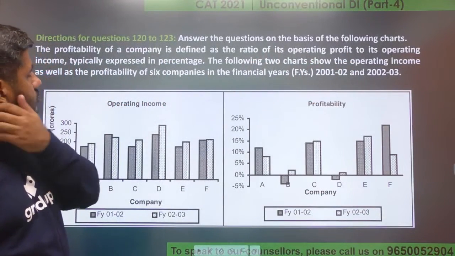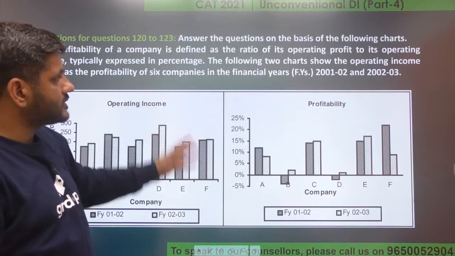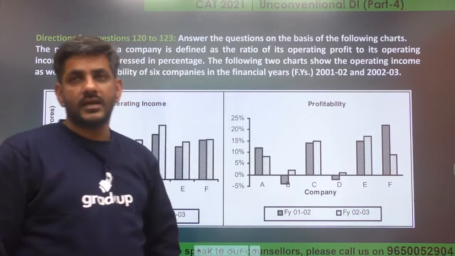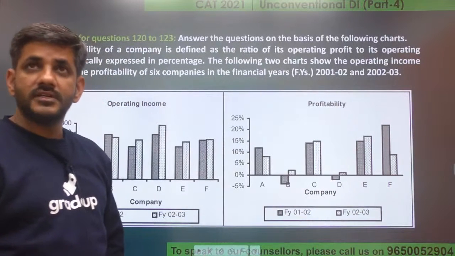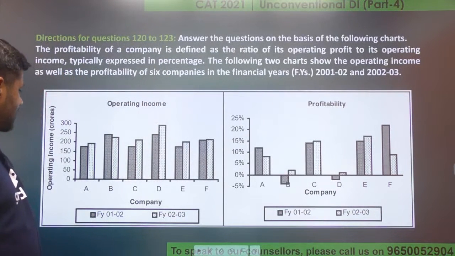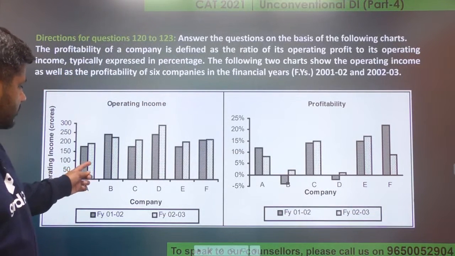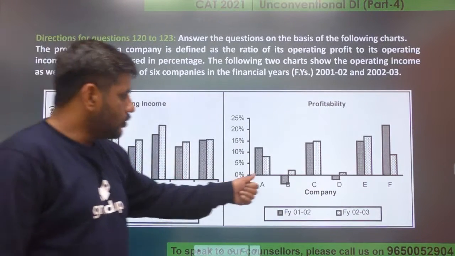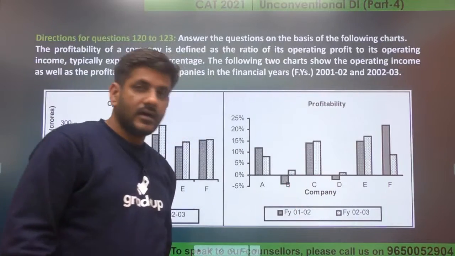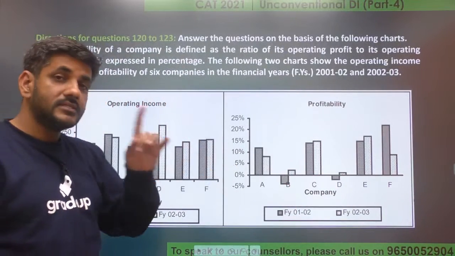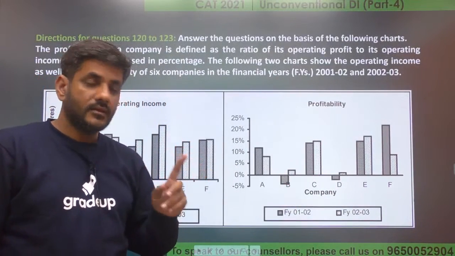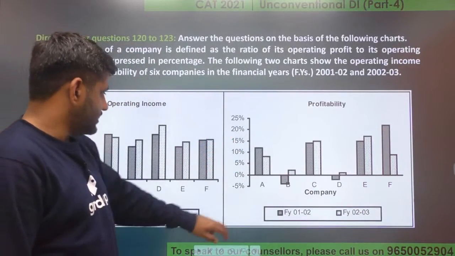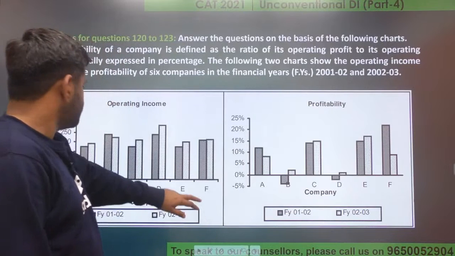The following two charts show the operating income and profitability of 6 companies in year 2001-02 and 2002-03. So 2 साल का data. Hi Akshit Trivedi, good evening. I was waiting for you. You are late today. So 2001 का data, 2002 का data for all the 6 companies A, B, C, D, E, F. Only 2 of the companies are showing a negative profitability, which means a negative profit. Negative profitability means negative profit, right? ठीक है जी. तो आगे बढ़ता हूं.